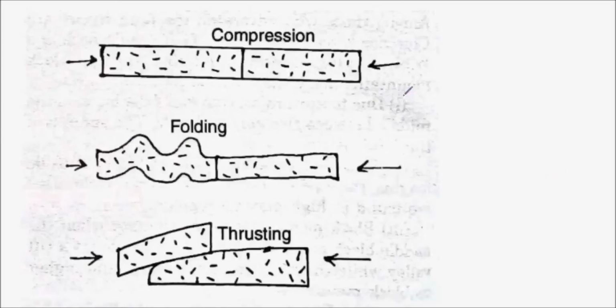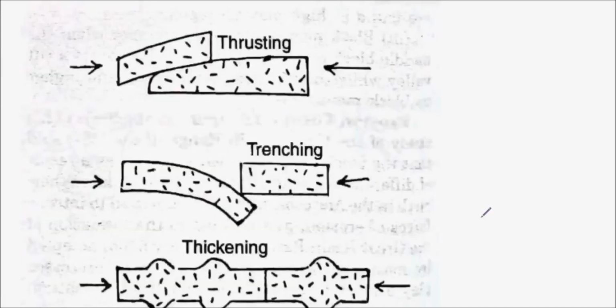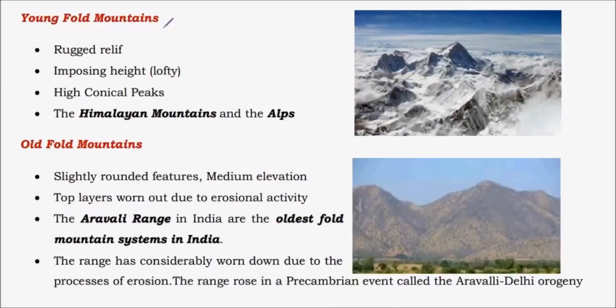So this is what happens in folding. When two plates move together, it will lead to compression, and then one plate which is weaker might fold, or a plate can plunge below the other and the one will rise. This is called thrusting. And in the same way, sometimes due to the subduction process, they might give rise to a trench, or sometimes simply the plates would thicken, and this gives rise to thickening, which is very rare.